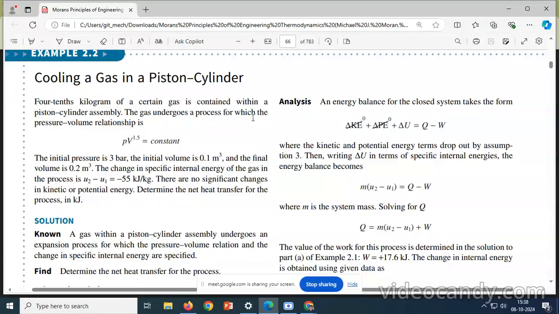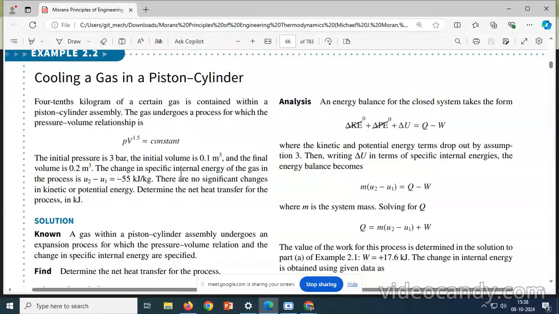The gas undergoes a process for which the pressure volume relationship is PV raised to 1.5 is constant. So based on these conditions, I can directly connect this problem with a polytropic process, a type of process where PV raised to n or PV raised to 1.5 is constant. Next, they have given the initial pressure is 3 bar like the earlier case. The initial volume is also 0.1 meter cube, and the final volume is 0.2 meter cube. So there is a change in volume means there is work done at 3 bar pressure.